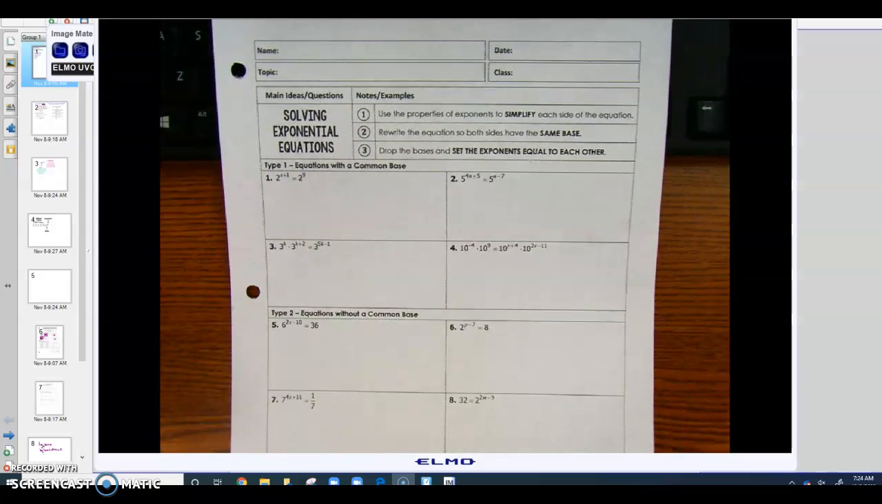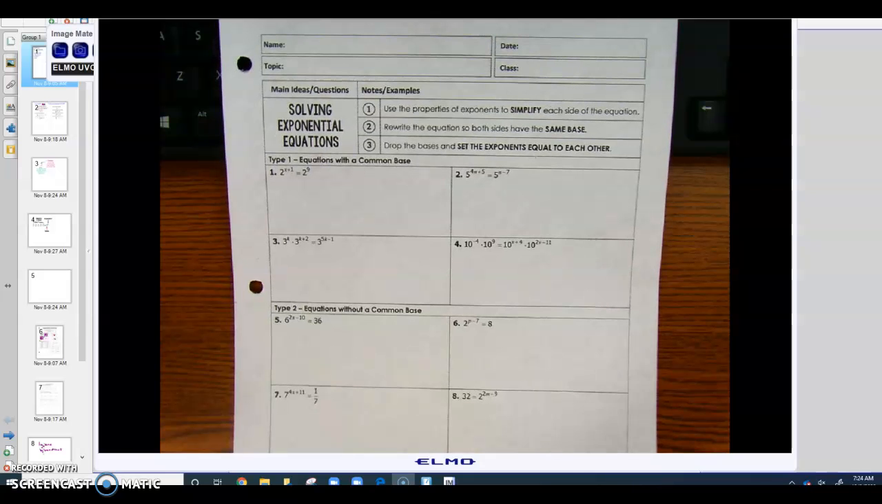Good morning, everybody. I'm going to give you some notes on solving exponential equations. Step one says use properties of exponents to simplify each side of the equation. So look at each side of the equation independently and see if there's anything you can do to simplify it, because you only want one base and one exponent on each side.